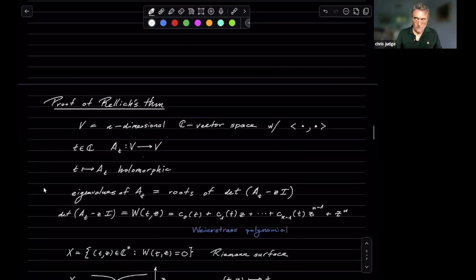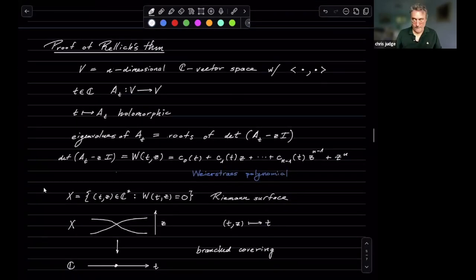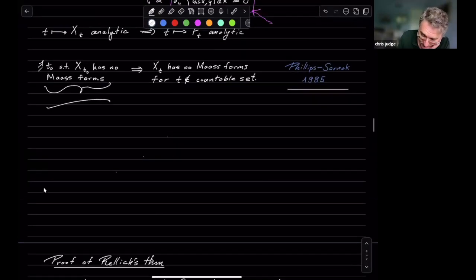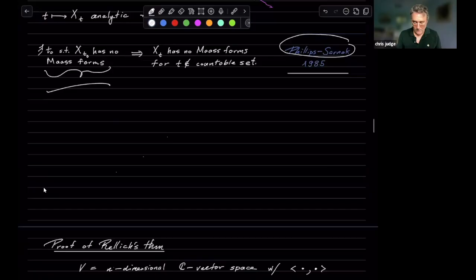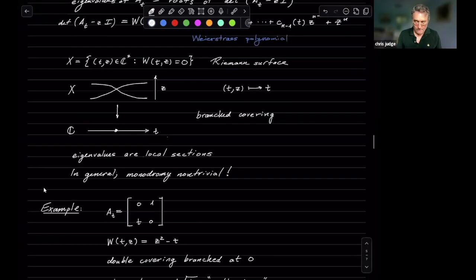Okay, so maybe I should give a name to it. It's called the Phillips-Sarnak conjecture, or Phillips-Sarnak philosophy, some people have called it.